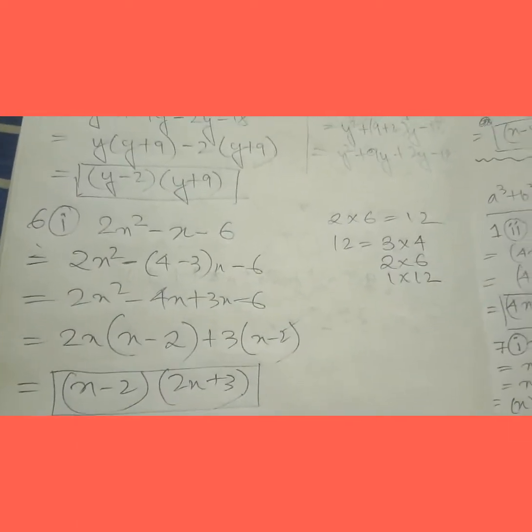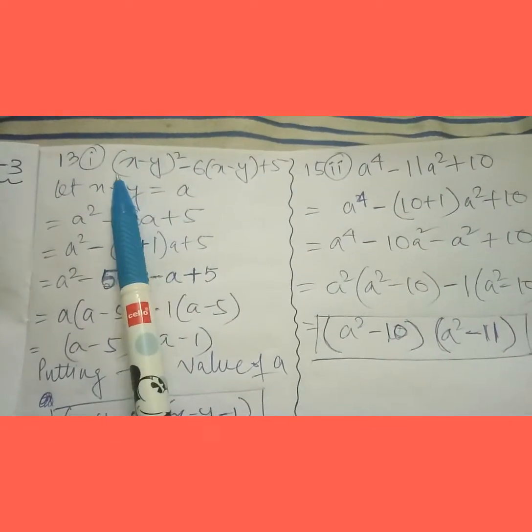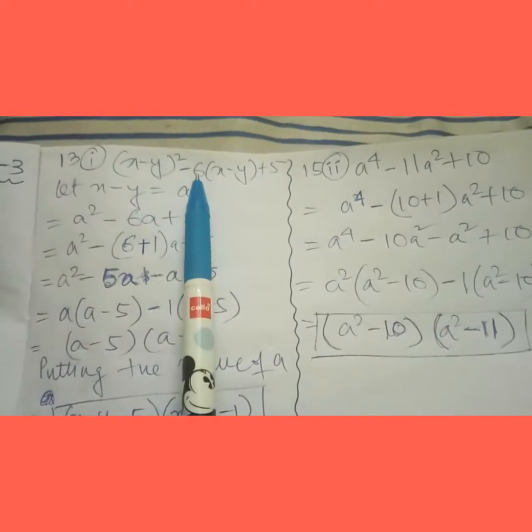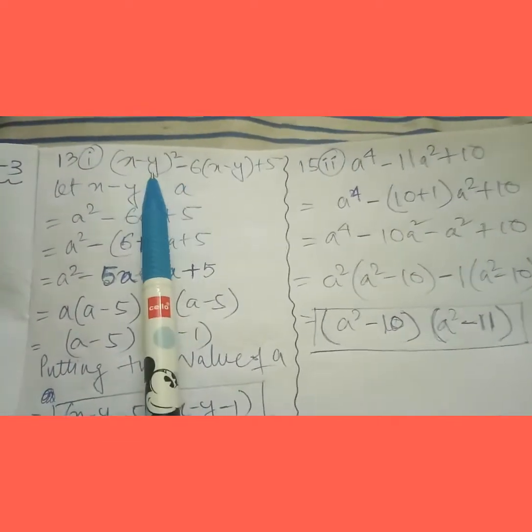Okay, next part. Next, what I have done, one question is given that (x minus y) whole square minus 6 in bracket (x minus y) plus 5. See, it is very difficult, but it is the form of what?